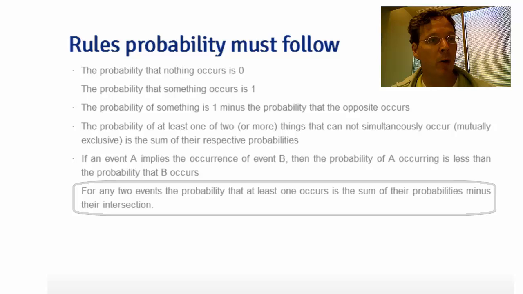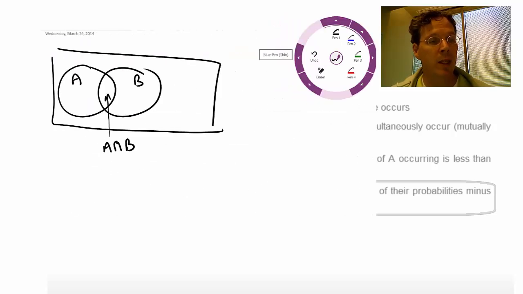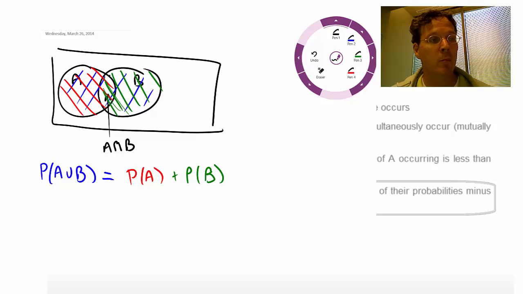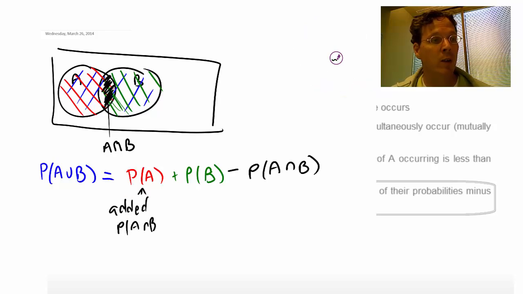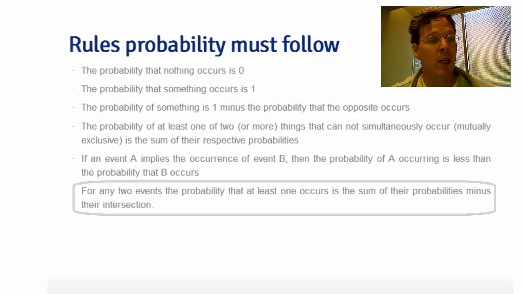For any two events, the probability that at least one occurs is the sum of their probabilities minus their intersection. Again, this becomes very easy to visualize with a Venn diagram. Here we have the set A, and we have the set B. If we add their two probabilities, you see that we've added the intersection in twice. Once when we added in A, and once when we added in B. Since we've added it in twice, if we want the probability of the union, we need to subtract it out once. The result of this rule is to say that you can't just add probabilities if they have a non-trivial intersection. And we'll give an example of that in a second.